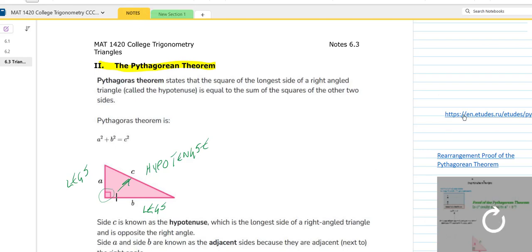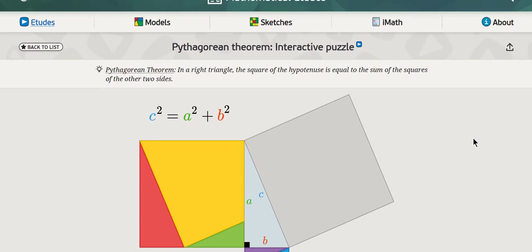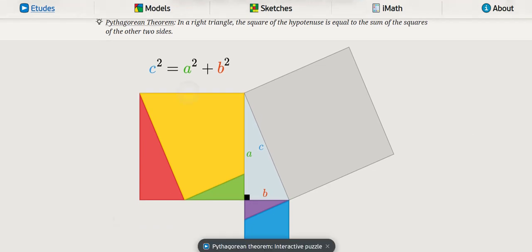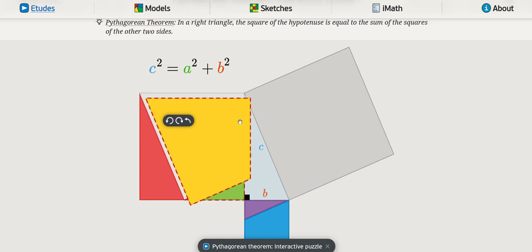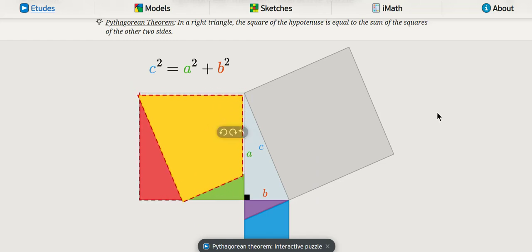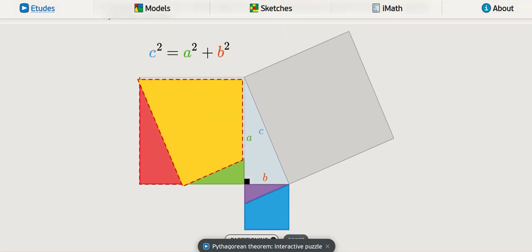Okay, a couple of cool applets that I want to show you that show how the Pythagorean theorem works. We'll even probably look at a real simple kind of proof of this. I kind of like this thing right here. It's a puzzle, what it is. And what you've got here, let me reset this thing right here.